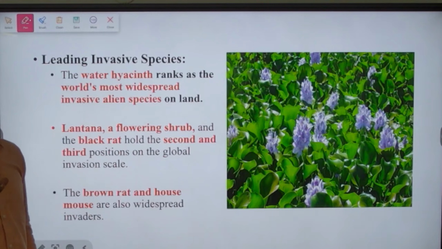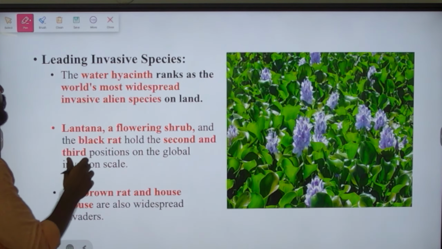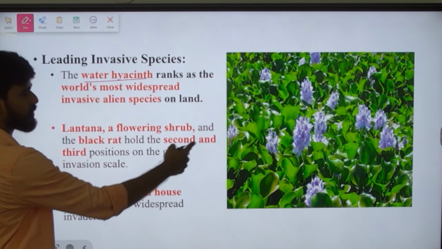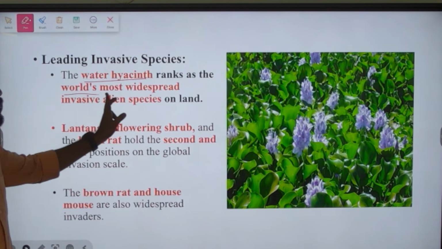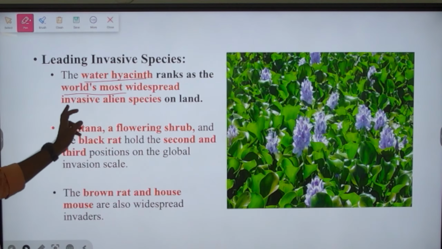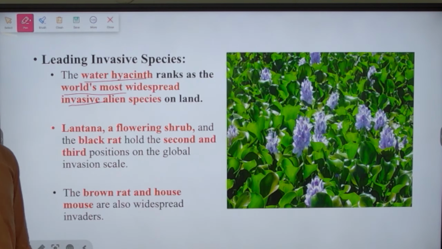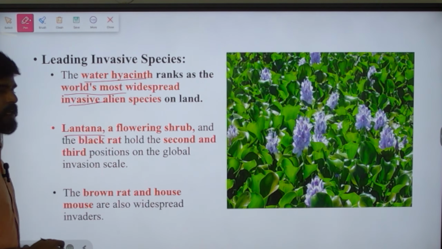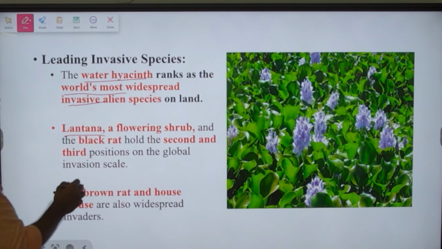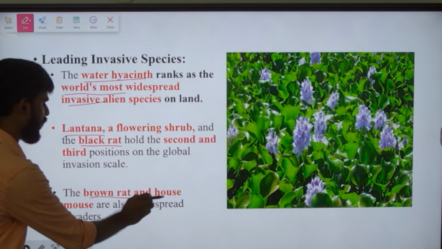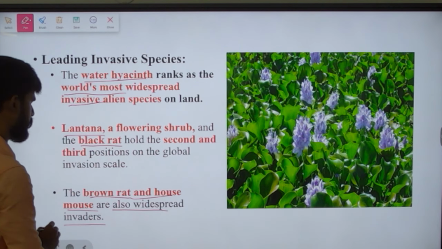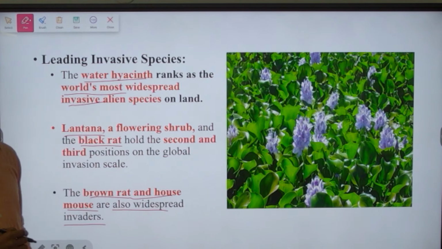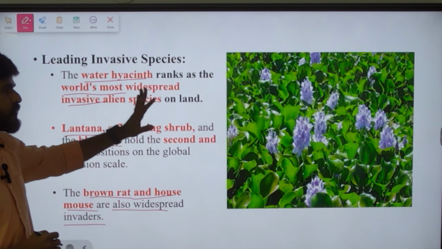So what are the major or leading invasive species? The best example for this is water hyacinth. It ranks as the world's most widespread invasive alien species on land. So it ranks number 1. Number 2 is lantana. Lantana is a flowering shrub, and then comes number 3, that is black rat. And then you also have brown rat and house mouse, which are widespread invaders. So the first one is water hyacinth, which has to be kept in mind.